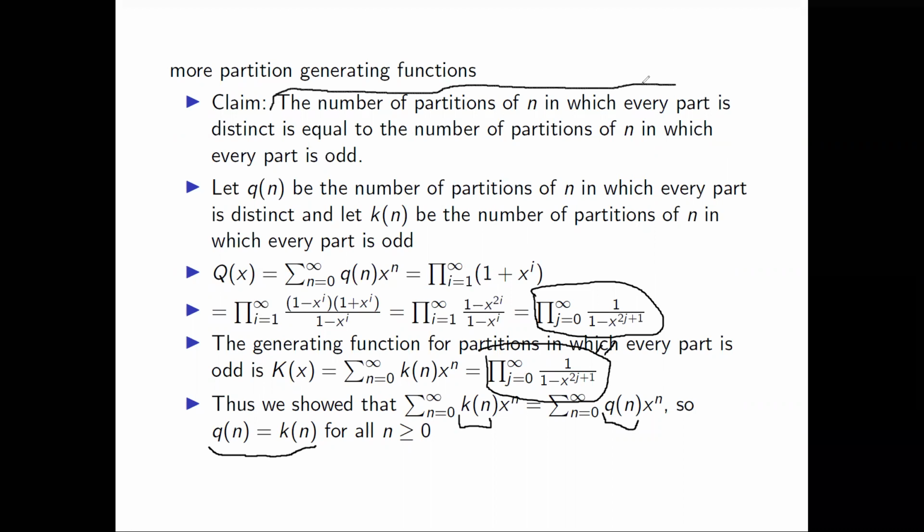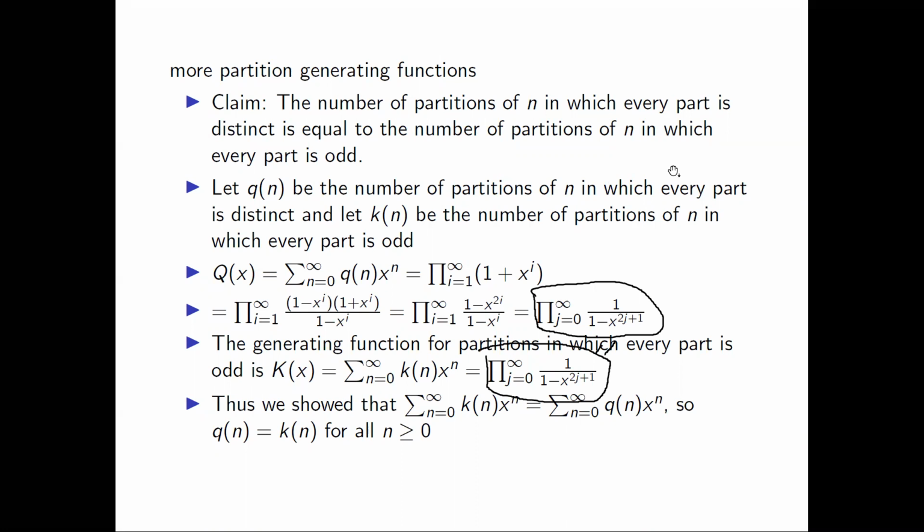We just showed that the number of partitions of n in which every part is distinct, oops, sorry, so the number of partitions of n in which every part is distinct is equal to the number of partitions of n in which every part is odd.